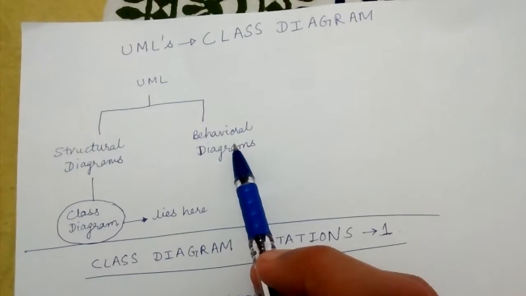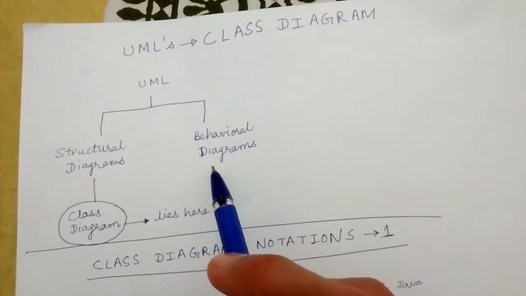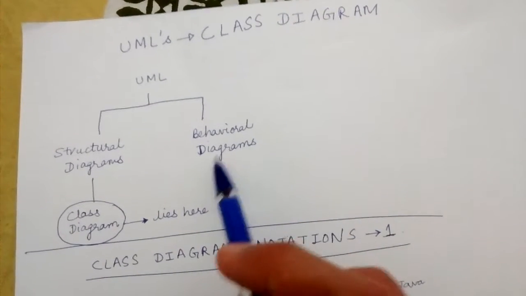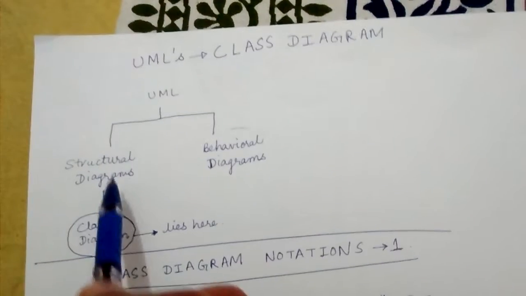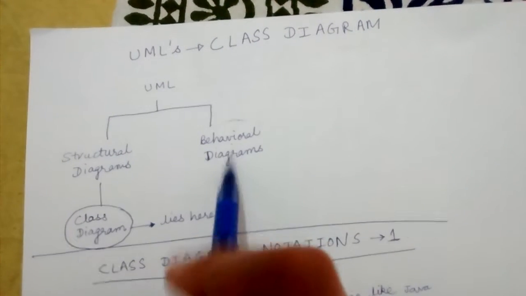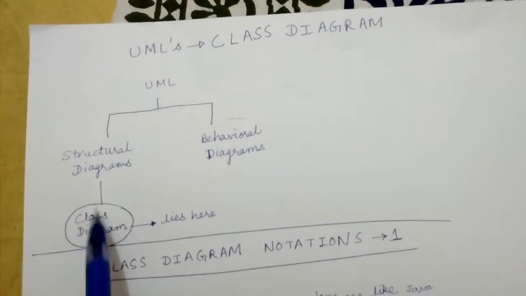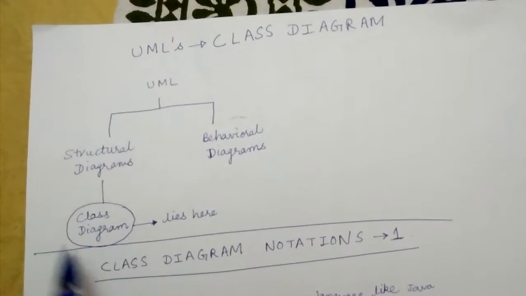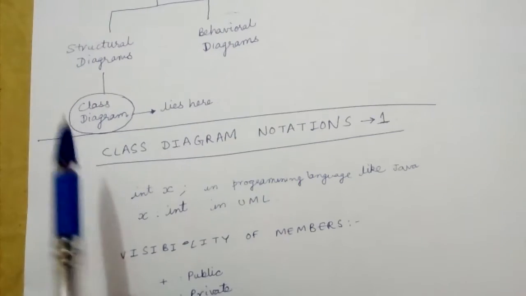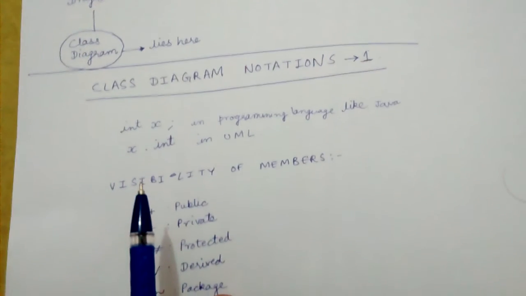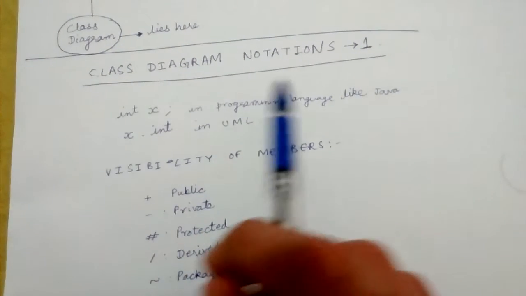And the other is behavioral diagrams. How your code works, what the behavior of your code is, how your code functions, those things are represented by behavioral diagrams. Under the structural diagrams is the class diagram, which is of our interest to learn design patterns. So we will learn about class diagram notations.